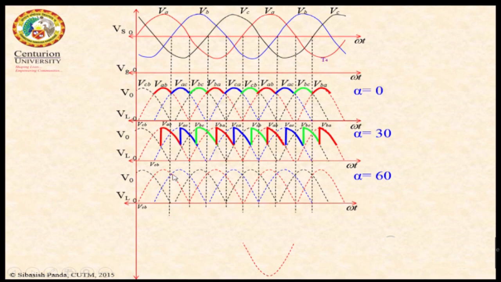From this instant it will follow VAB. So this one is my VAB, right? So from here the output voltage will start. Now this is following VAB from this instant. So as we go on increasing alpha, the output voltage is going to decrease.